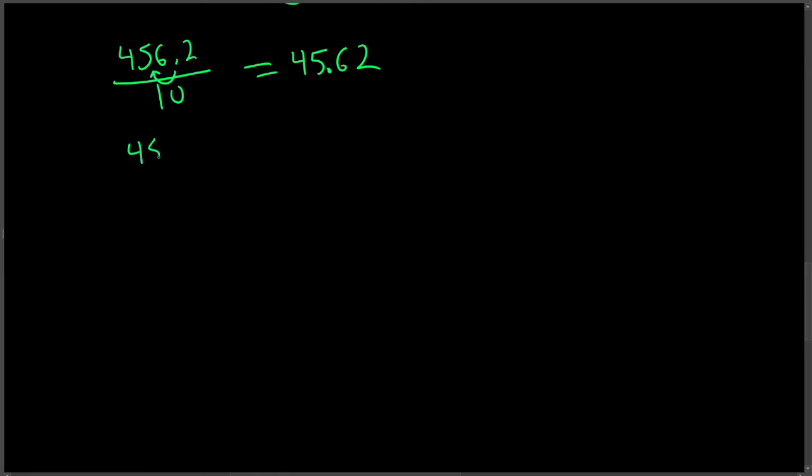If I do the same thing, but I'm going to divide it by 1,000, well, I have 3 zeros, so I'll move it 3 to the left. And so this becomes 0.562.